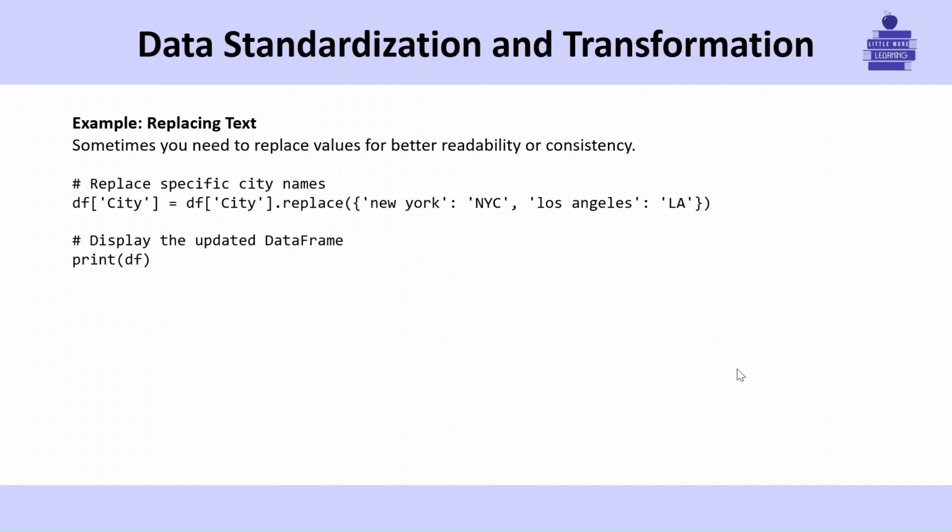Another thing we can do is replace text for better consistency and readability. Like if someone thinks that New York is too long, then you can write it as NYC, Los Angeles can be written as LA, and so on. You can just cut short your bigger names to smaller ones by replacing the text.